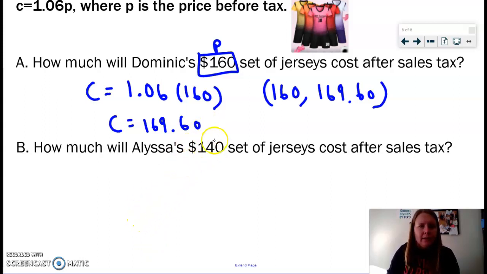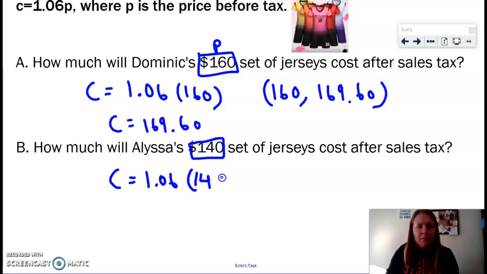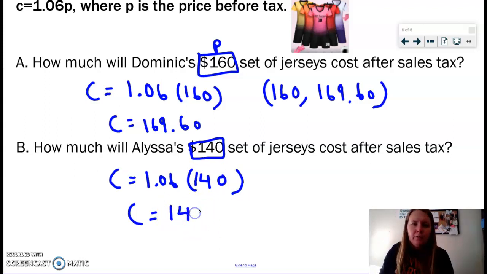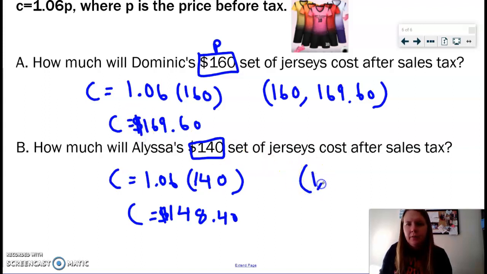So same kind of thing this time. This time Alyssa bought a $140 set of jerseys. So I'm going to use the same equation, times 140. I usually like to show that with my parentheses here. Again, you can grab a calculator if you would like. I'm okay with that this time. $148.40. So again, if I want to show it as a coordinate point, I inputted 140. I got an output of $148.40.